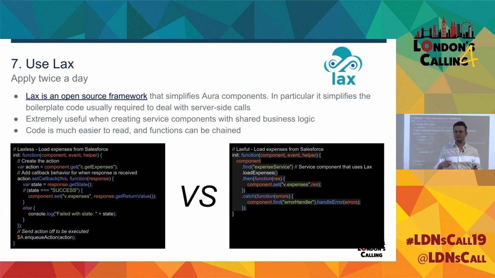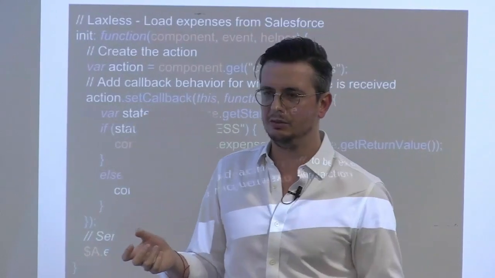Whereas with Lax, you can create service components. We usually use them for our service components, which we include within our view components. And then instead, you'll see on the right that none of that boilerplate code exists. And Lax also is compatible with promises, by the way. So instead, you're able to just chain a number of function calls in the order that you need them and deal with the errors in a more natural way.